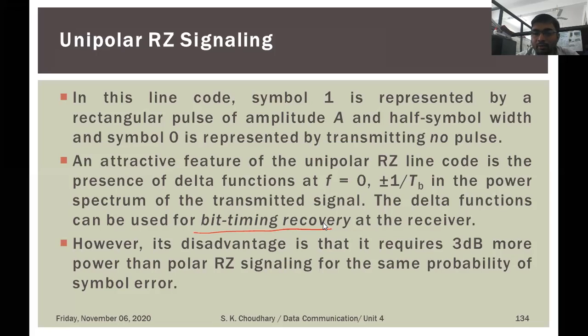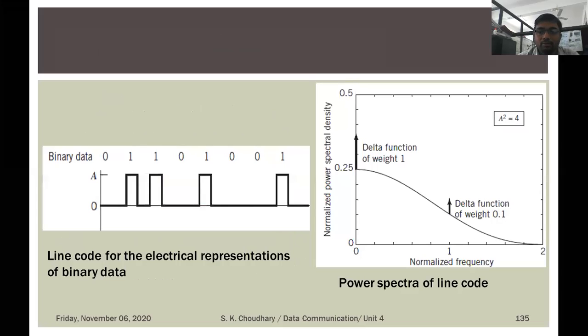However, it also has a disadvantage: it requires 3 dB more power than the polar RZ signaling for the same probability of symbol error, because it also has signal present at the zero frequency. This is also one of the drawbacks. Like unipolar NRZ, unipolar RZ has signal present at the zero frequency, so again there will be some wastage of power, but it is a lesser amount of power compared to the NRZ signal.